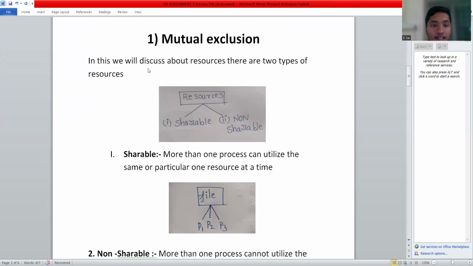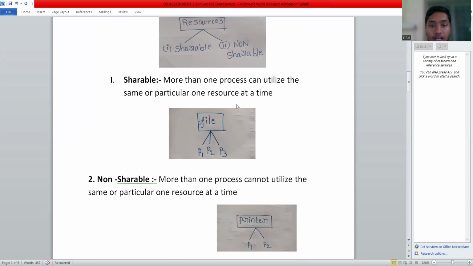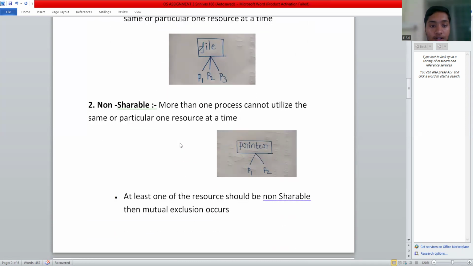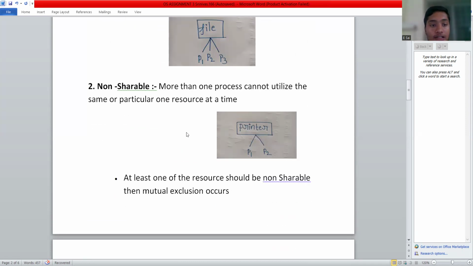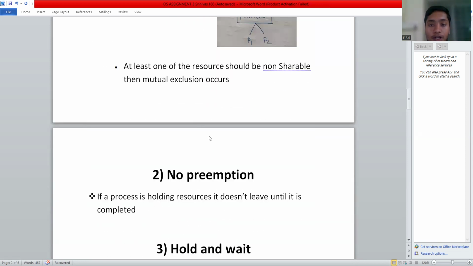Mutual exclusion. In this, we will discuss resources. There are two types of resources: shareable resources and non-shareable resources. Shareable resources: more than one process can utilize the same resource at a time. For example, files can be utilized by one or more processes at a time. Non-shareable resources: only one process can utilize a particular resource at a time. For example, a printer can be utilized by one process at a time. If at least one resource is non-shareable, then mutual exclusion occurs.